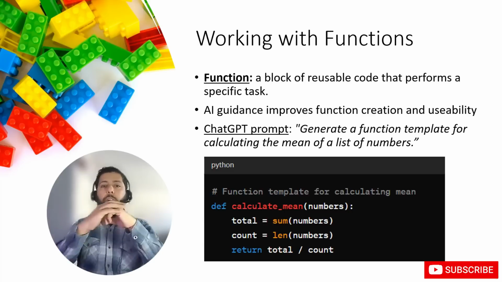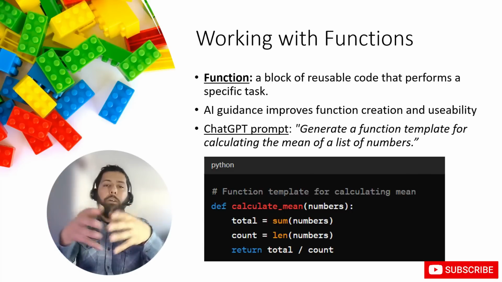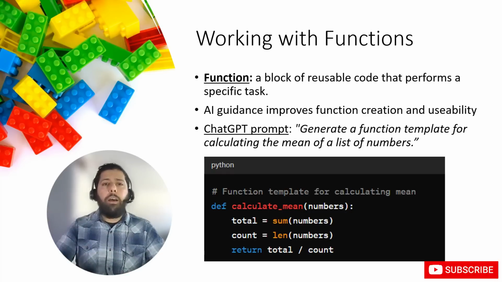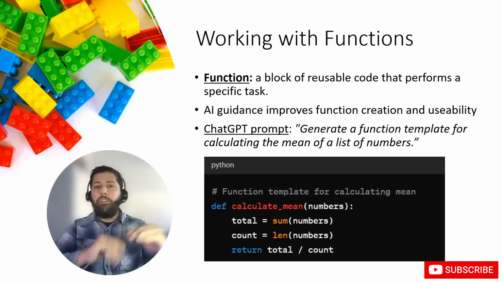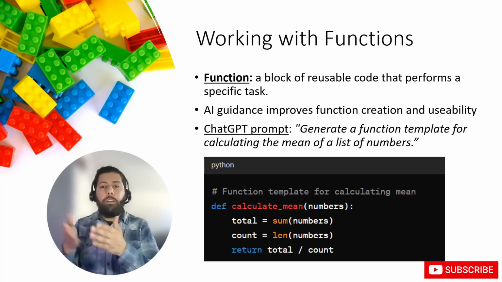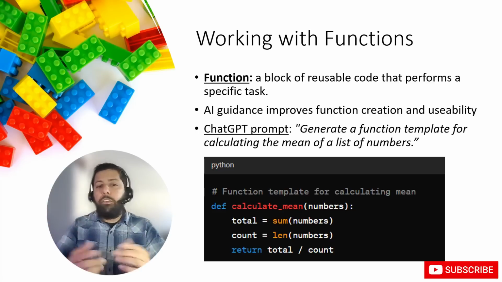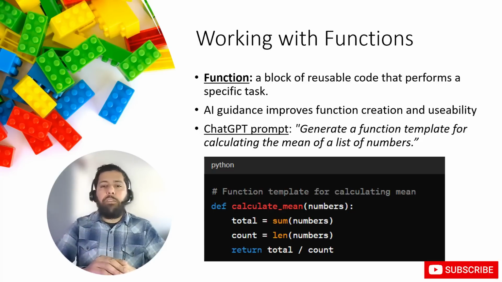Then we have functions. A function is part of the intermediate list of things that we want to talk about here. A function is a block of reusable code that performs a specific task or action. So we looked at one example early on with the greet function. So you can have a greet function and it can say hello plus the name as an argument. Here's another example, right? Generate a function template for calculating the mean of a list of numbers.